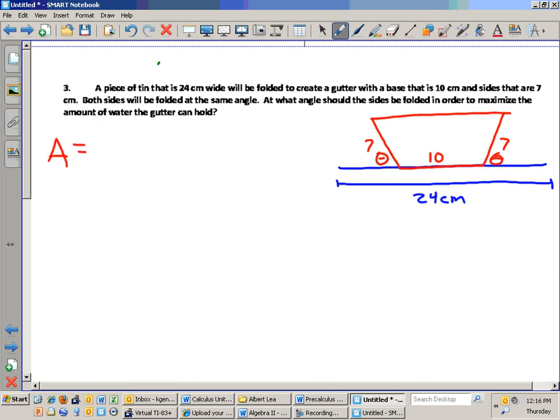What's the area of a trapezoid? 1/2 times the height times the sum of the bases. Very good, everybody. Really what this is, everybody, is the average of the bases. 1/2 times the sum of the bases gives you the average of the bases times the height. That's what that does.